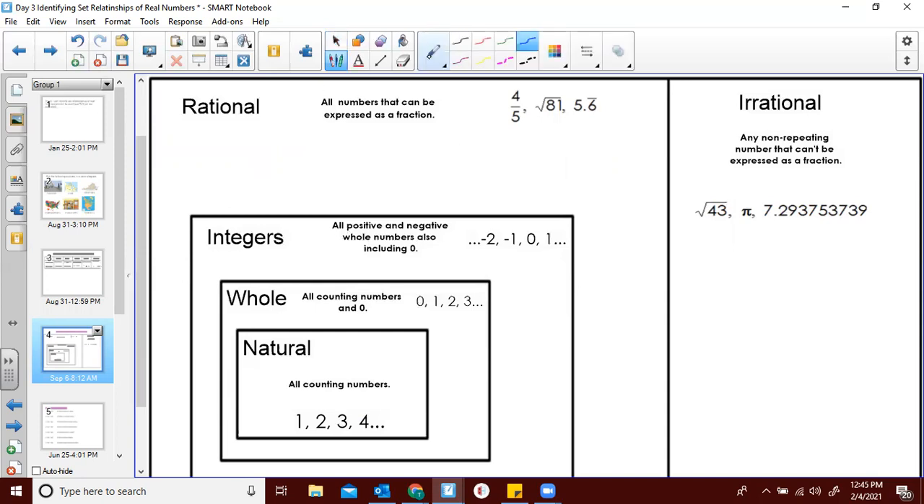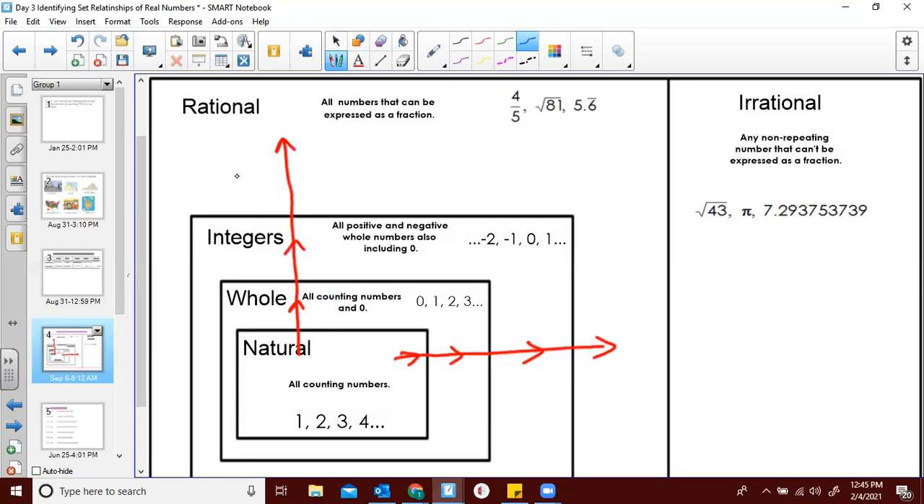All right, so here's the big thing we need to remember today: we're always going out. So think about it, we're going from our smaller subsets to our larger ones, right? So we're always going out. So if I ask you, are all my natural numbers whole numbers? The answer is yes. The flow is I'm going out.